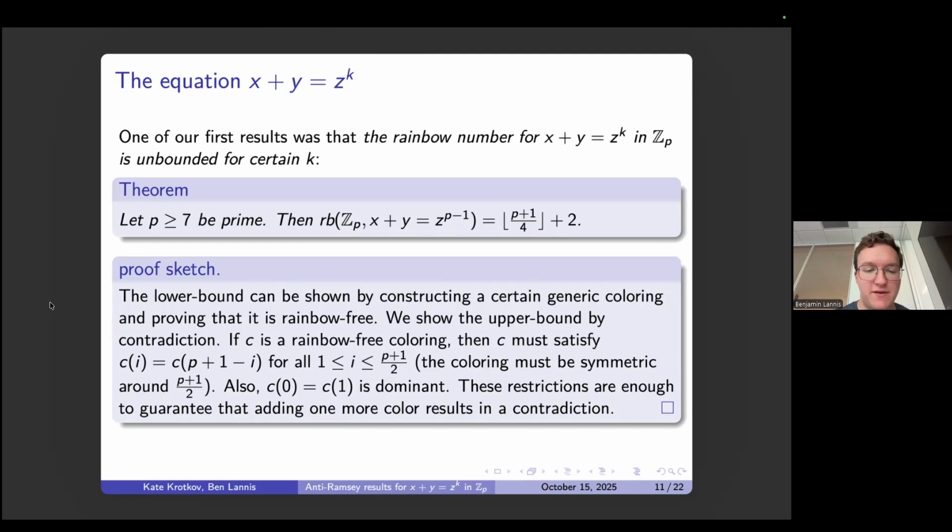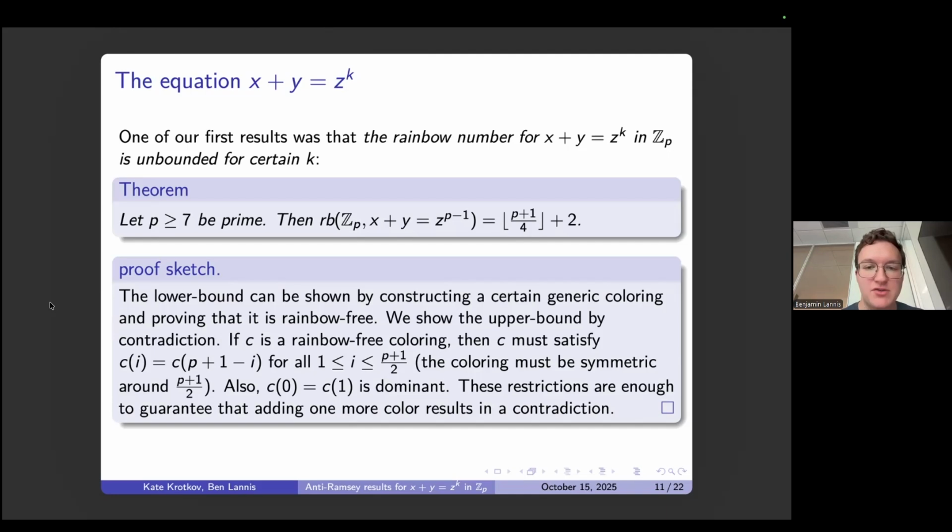And this turns out to be a very useful property to prove all sorts of things about colorings of linear equations. However, as Kate will talk about, this goes out the window as soon as we move into the nonlinear regime.